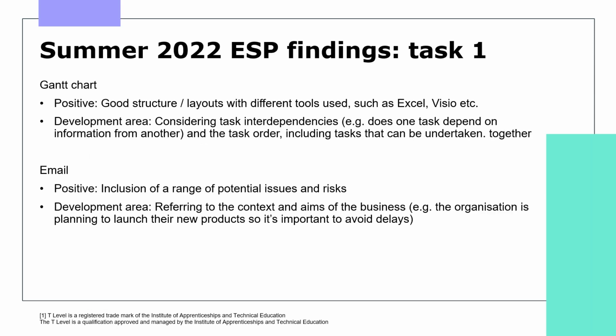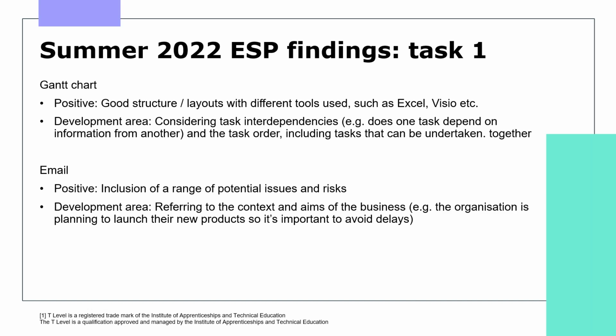Now, from the summer 2022 exam series, the chief examiner found that students' Gantt charts had a clear layout and structure, and did comment as well on the various tools used by different students. However, an area for development was about more careful consideration of the actual tasks themselves, such as the order of those tasks, whether one task depends on the outcomes of another task. And indeed, if there are any tasks that can actually be undertaken concurrently, in order to reduce the project delivery time.